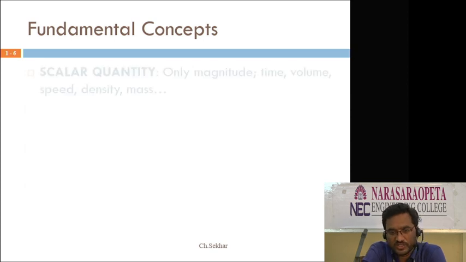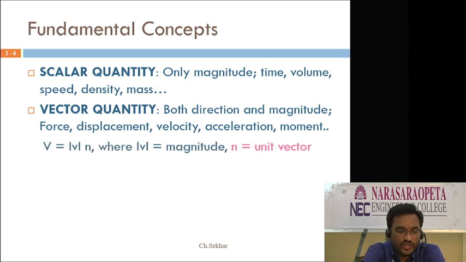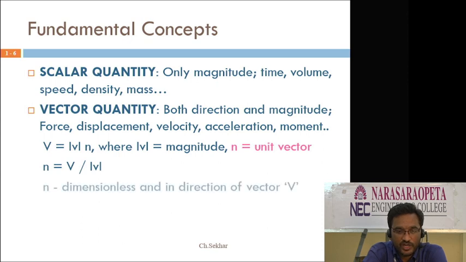And the next fundamental is the scalar quantity. Scalar quantity means only magnitude. It is a quantity that represents only magnitude. Examples of scalar quantities are time, volume, speed, and mass. Those are the scalar quantities. And the next one is the vector quantity. A vector quantity gives both magnitude and direction.